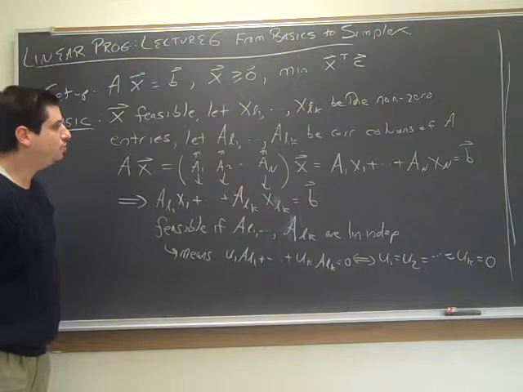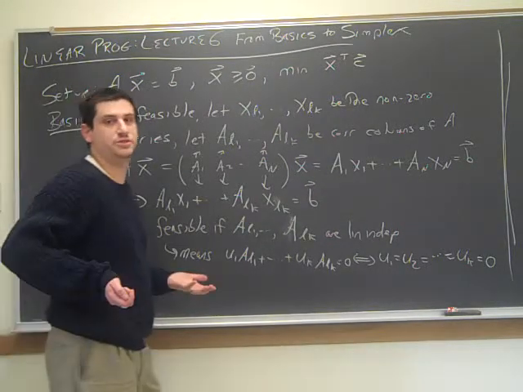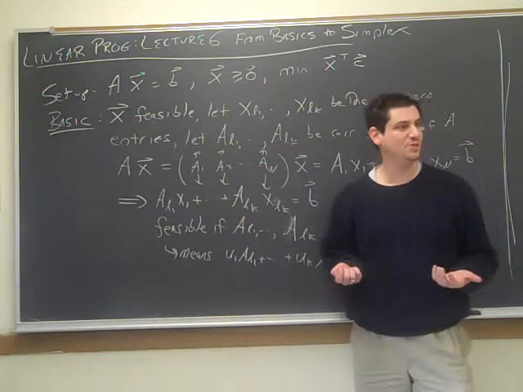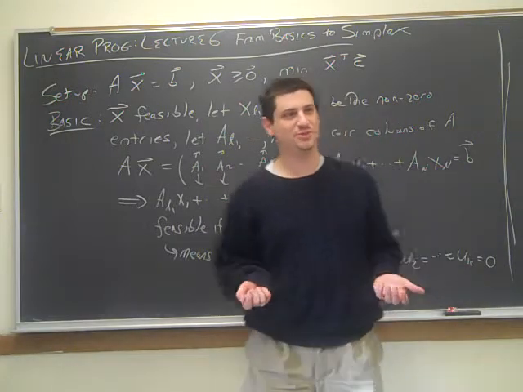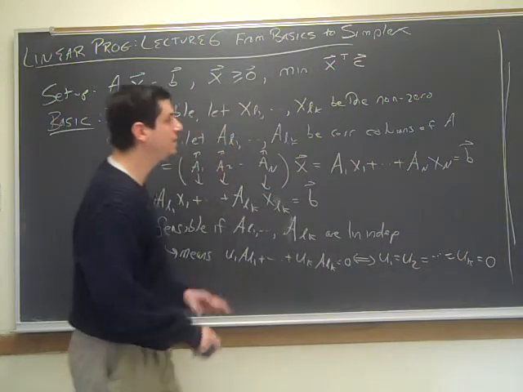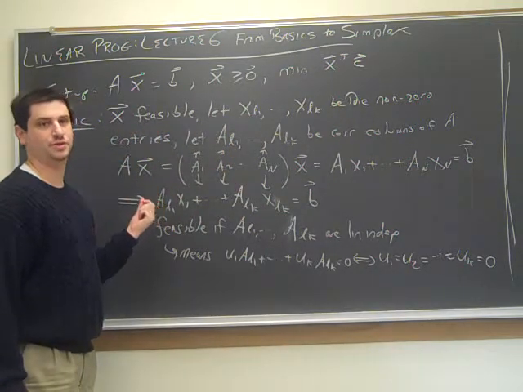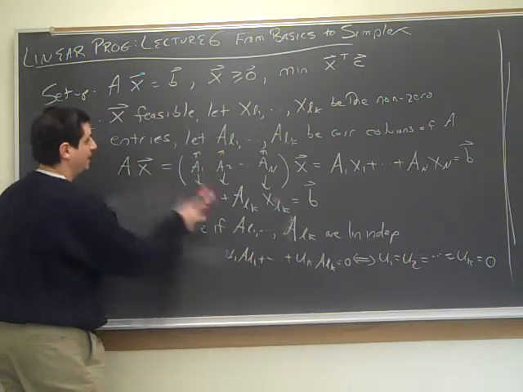Okay, so do basic feasible solutions exist? Well, not always, right? We have examples of linear programming problems where there's no feasible solutions. So if there's no feasible solution, there can't be a basic feasible solution. But the theorem is, if there is a feasible solution, there's a basic feasible solution. And moreover, there's only finitely many of them. That's the wonder.